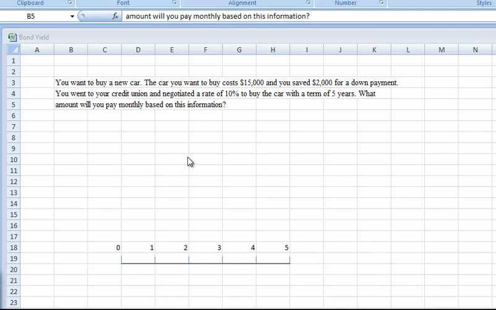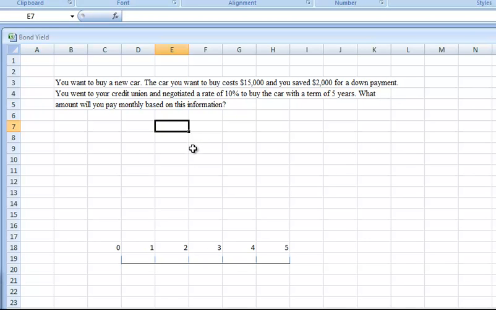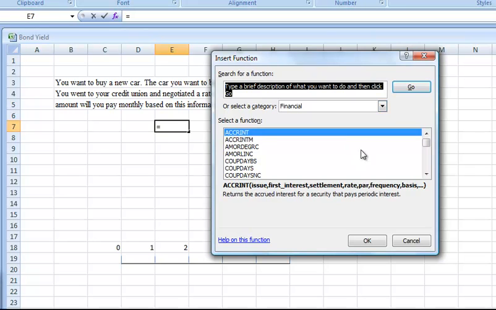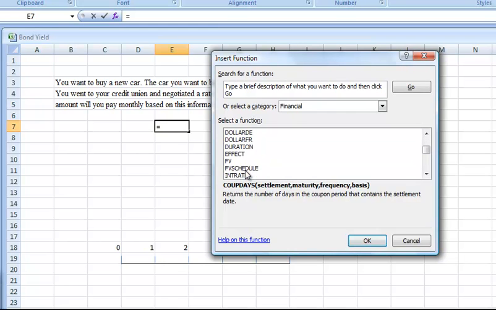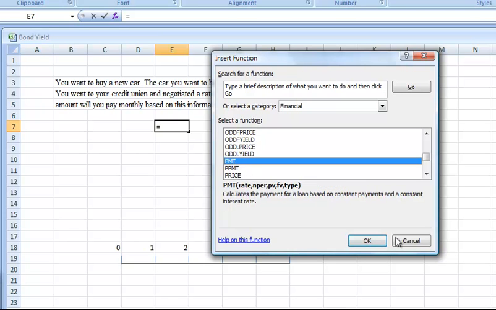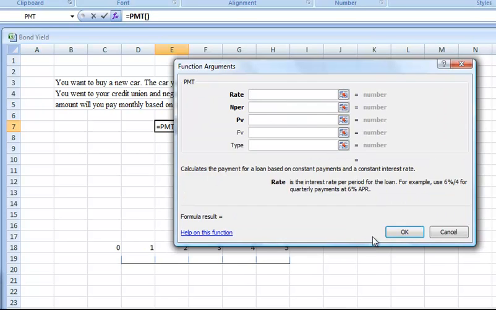Okay, so what we have is a problem, and we're going to use Excel to calculate the payment. So we're going to open up our function box and find, it's a financial formula, so if you put financial in, you should be able to find payment. If you scroll down, and these are in alphabetical order, there you go, PMT is payment, and you click OK, and it opens your function box.